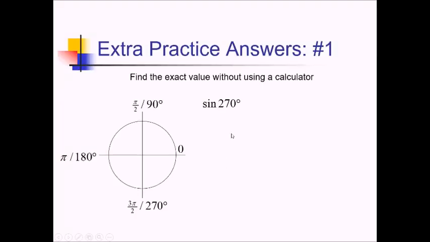On this problem, we're trying to figure out the sine of 270. 270 is down here at the bottom of the unit circle, and for sine, we're asking about the y value at this spot, so that's going to be -1.